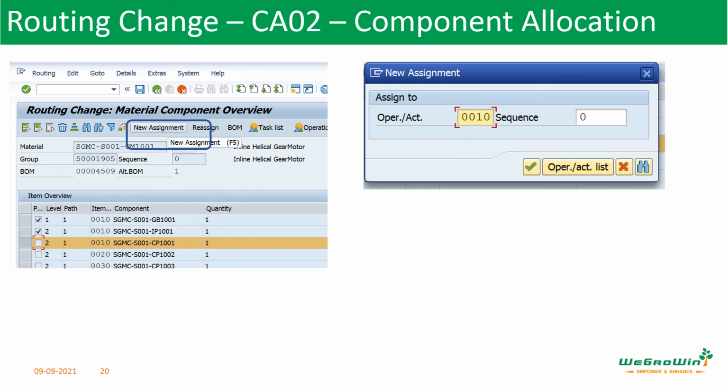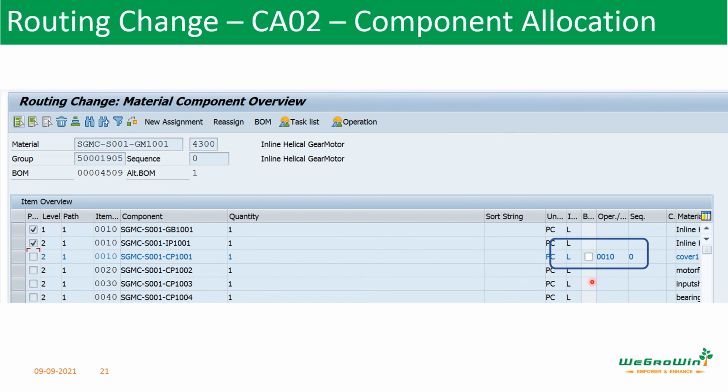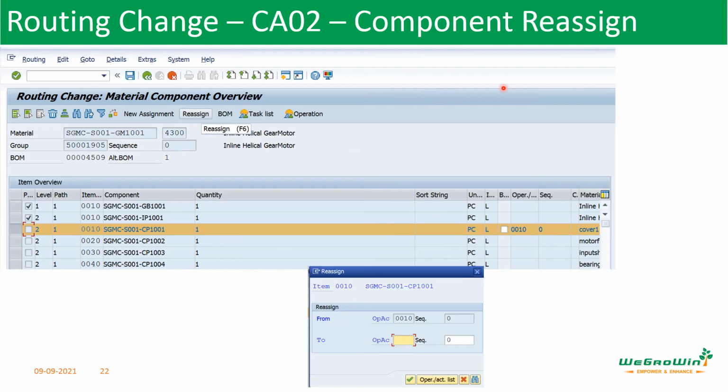I enter the operation as 10 for this. Just for testing purposes, I enter 10 here. After entering it, the system automatically brings this 10 here, right? So I'm assigning it. Now I don't want to assign this to 10. I want to put it to some other operation, right? I select this item and then I go to reassignment. There, instead of 10, I put 20 here. For example, operation 20 I change it, right?